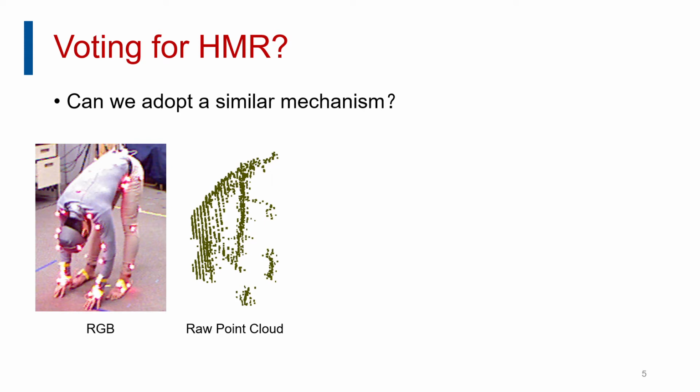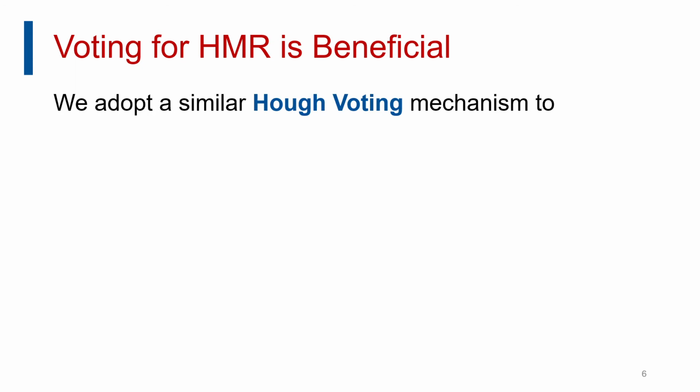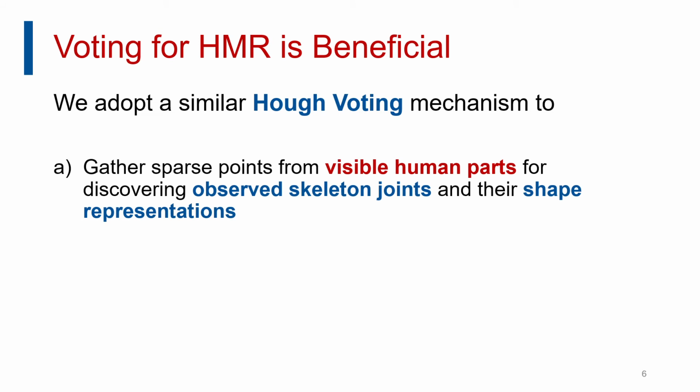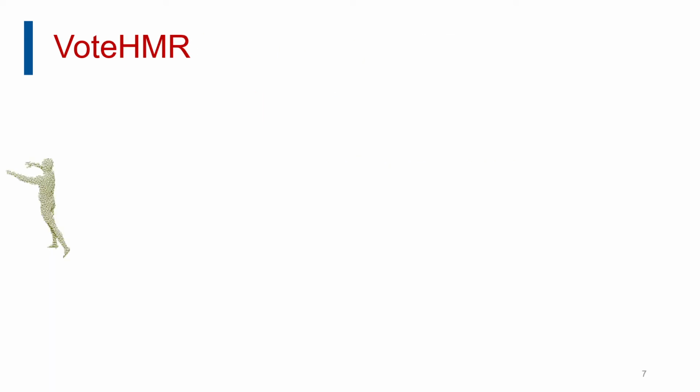Voting mechanism can be used to gather enough reliable points to discover the joint-level shape representations around the visible 3D skeleton joints and further used for human mesh recovery. Hough voting mechanism is beneficial to gather sparse points from visible human parts for discovering observed skeleton joints and their shape representations, and eliminate the distortions on the generated meshes when interfered with by the flaws of the input point clouds. In this paper, we propose an occlusion-aware voting network for robust human shape reconstruction from a single frame of partial point clouds, named VoteHMR, that tackles the aforementioned challenges using an end-to-end learnable framework.